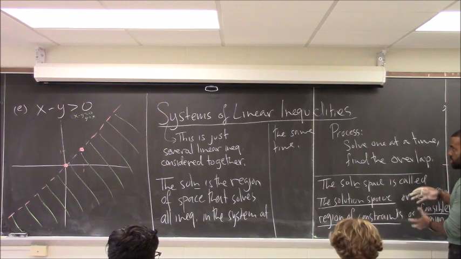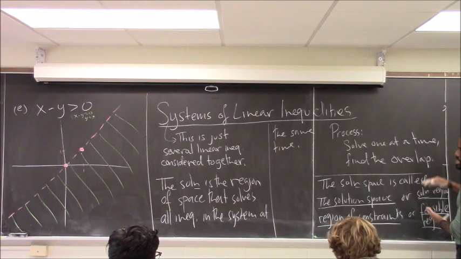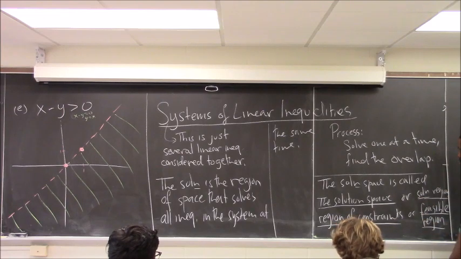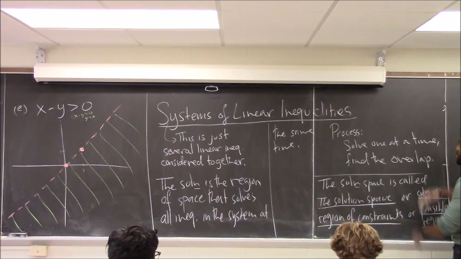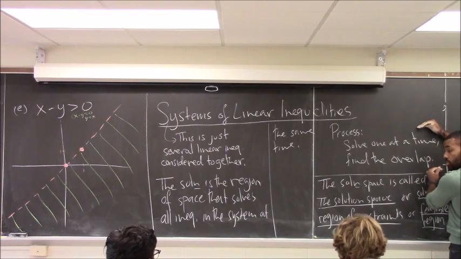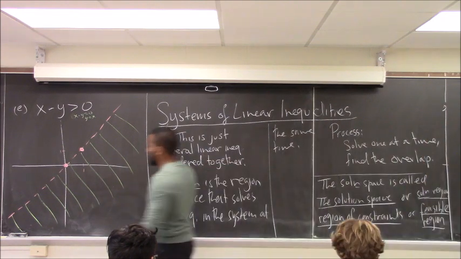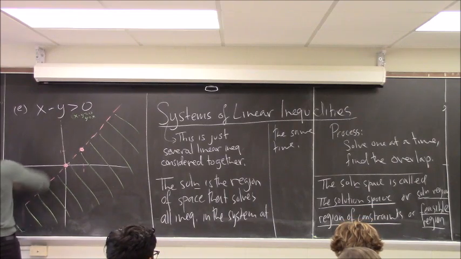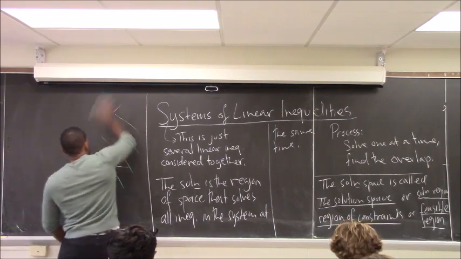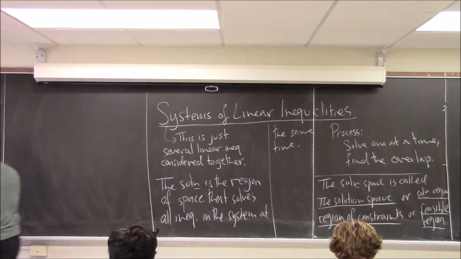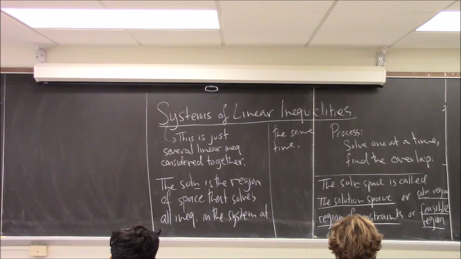It's just the section of 2D space that makes all linear inequalities true at the same time. And basically, what you're going to do is what I just showed you to do. You're going to do all of them at the same time and find the overlap. Find the region of space where all these solution spaces intersect. Let's do this. Any questions on that so far?